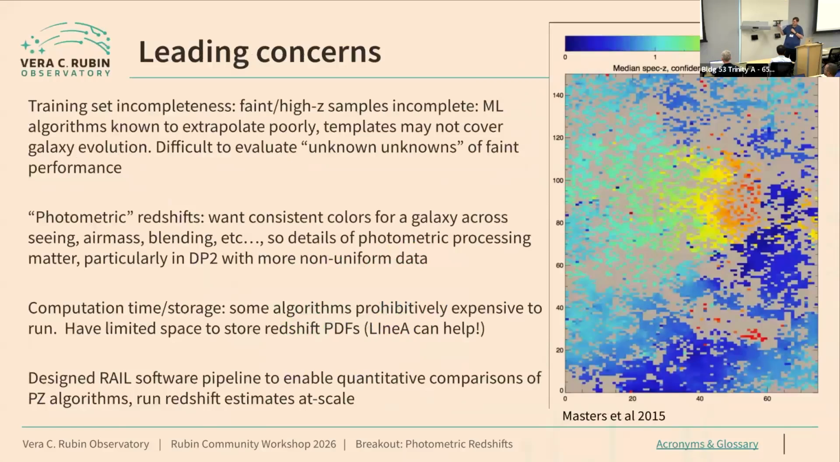The biggest one, I think, is training set incompleteness. This is an old plot. This is from Masters et al. 2015. This is a self-organized map showing the occupation of sort of color space as a representation of all the color space of galaxies we expect to observe. The gray are areas where we have 0 spectroscopic redshifts, so we have no idea what the redshifts of objects for those colors are. Again, this is 10 years old, so in the meantime, we filled in some of this color space.